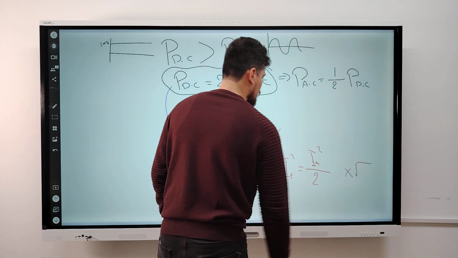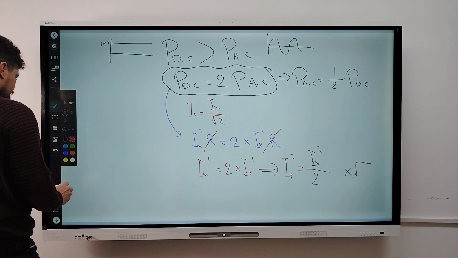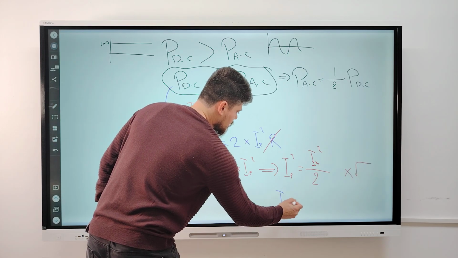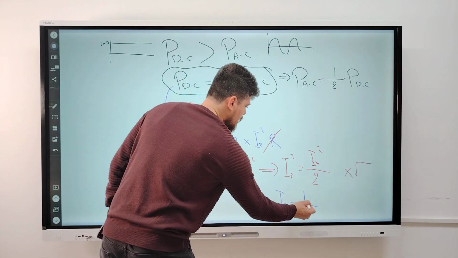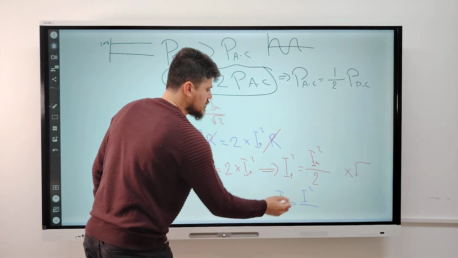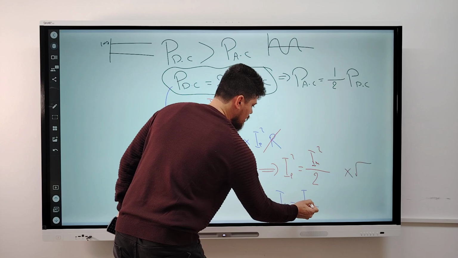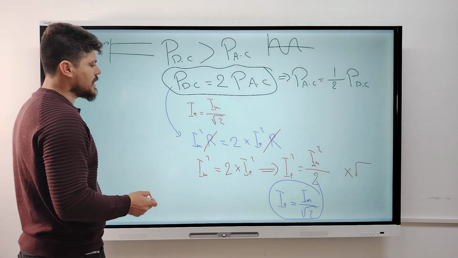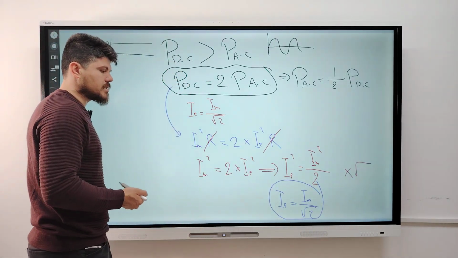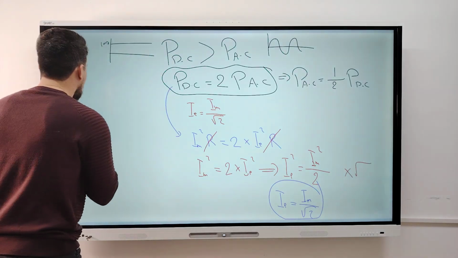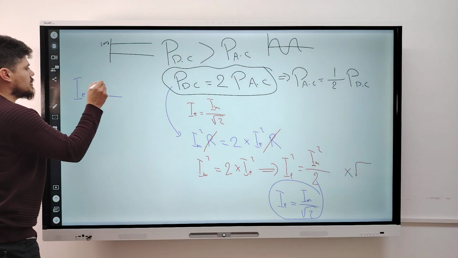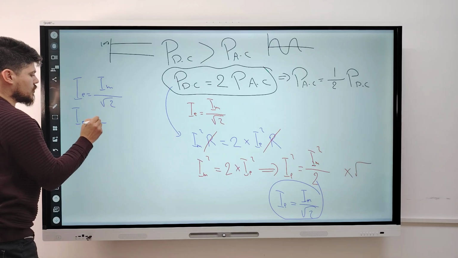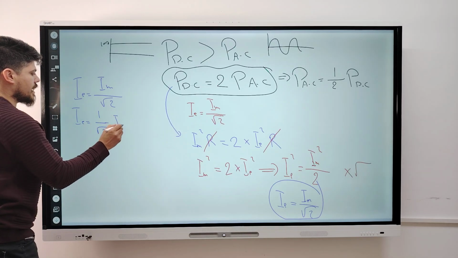Take the square root to remove the square. Finally, the radical and the square cancel, and what remains is only the effective value. The radical times I_M squared: the square cancels with the radical, and the radical of 2 stays. So we proved that the effective value of the current is equal to I_M over radical 2. You can say I effective is equal to 1 over radical 2 of I_M.